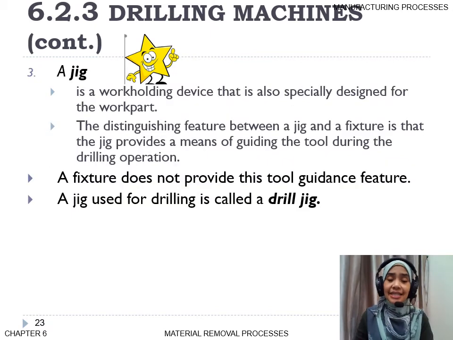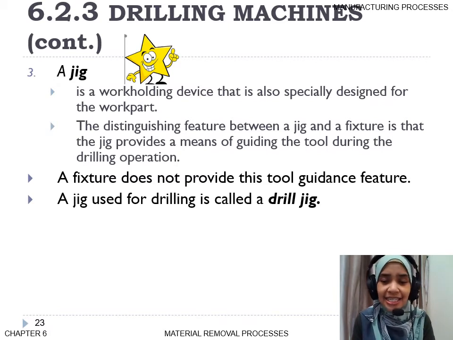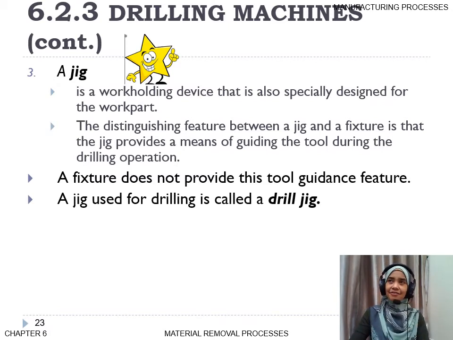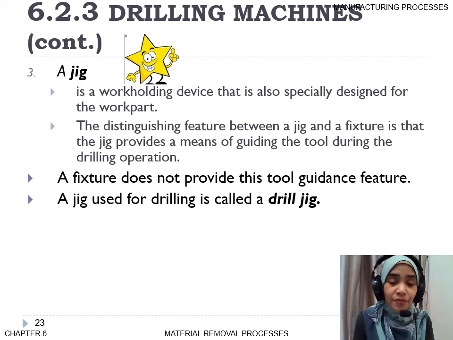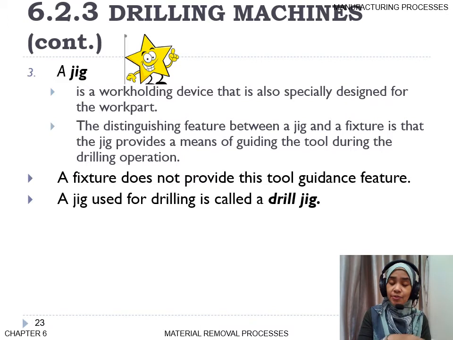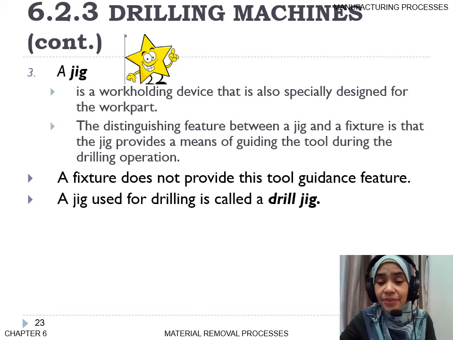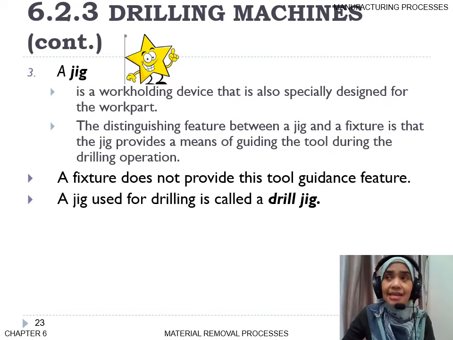Okay, yang ketiganya kita ada jig. Okay, jig ni macam fixture juga, which is specially designed for the work part. Okay, yang membezakan jig dan fixture adalah jig ada guiding for the tool during the drilling operation. Meanwhile, fixture does not provide the tool guidance. So a jig used for drilling is called a drill jig. Okay, that is the difference between the jigs, fixtures and the vice.